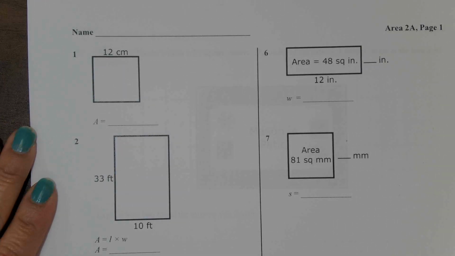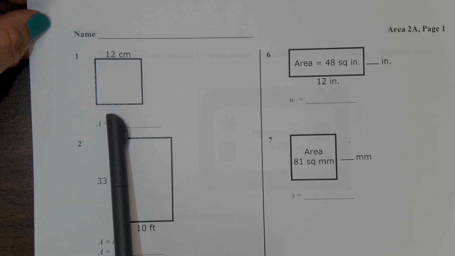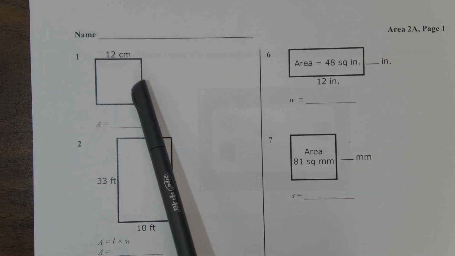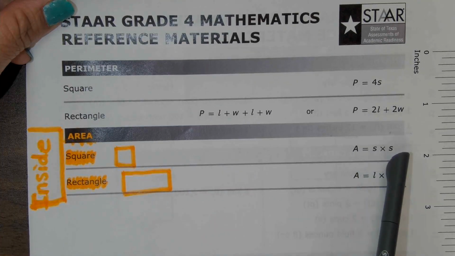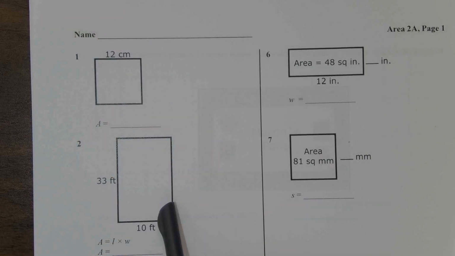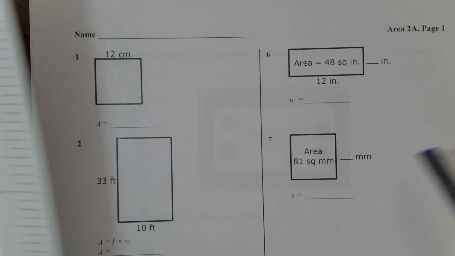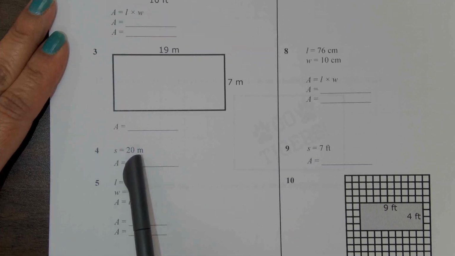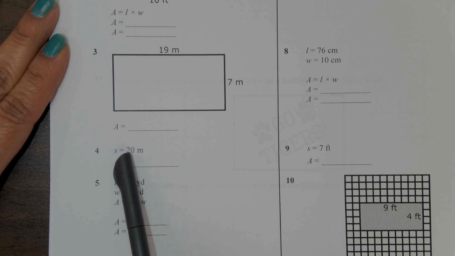You will now do some independent practice. You will be looking for the area of these objects. So remember that if you're finding the area of a square, you use side times side. If you're finding the area of a rectangle, you use length times width. On number 4, it gives you the side. It only gives you this one side, so you know that this is a square.